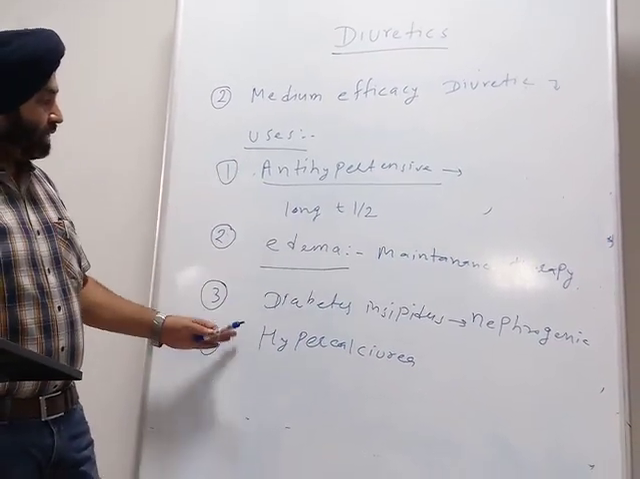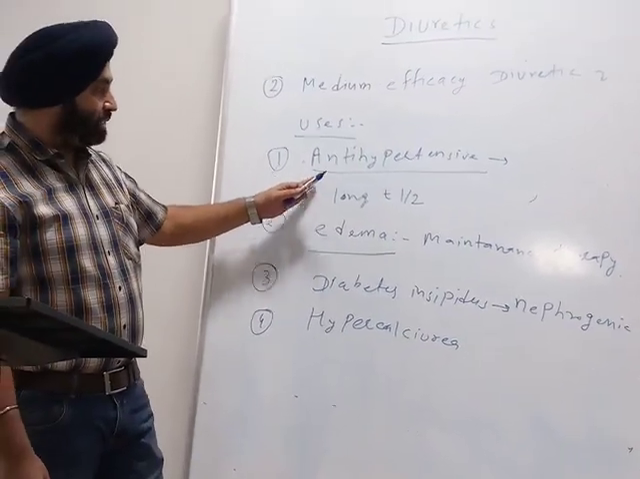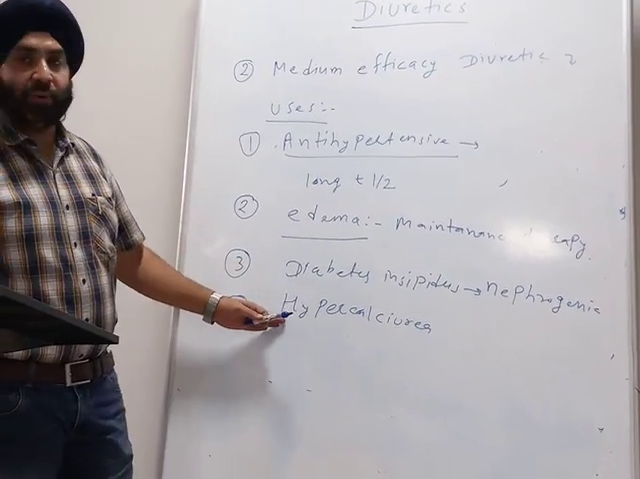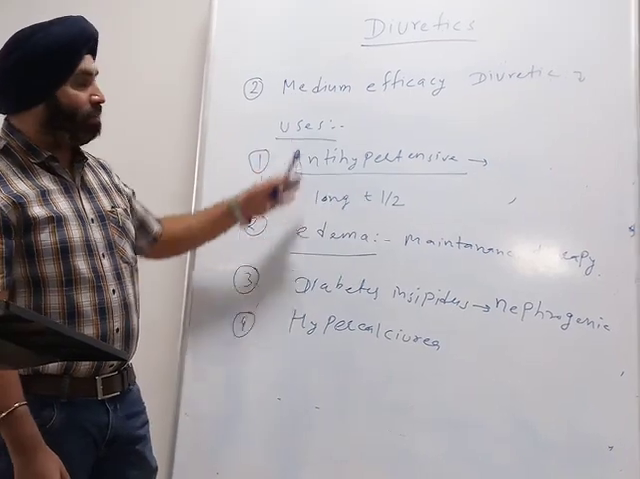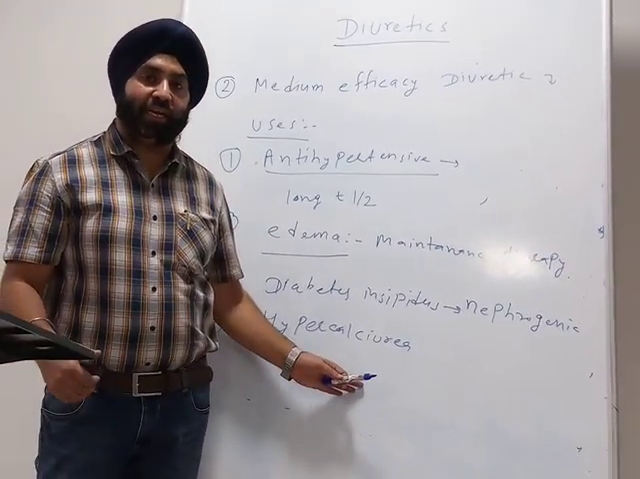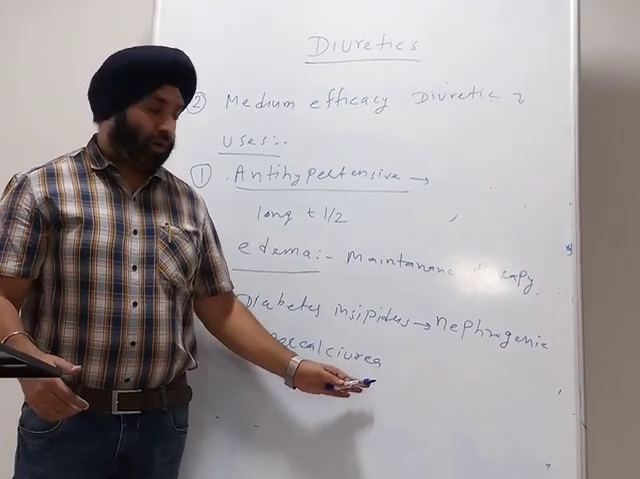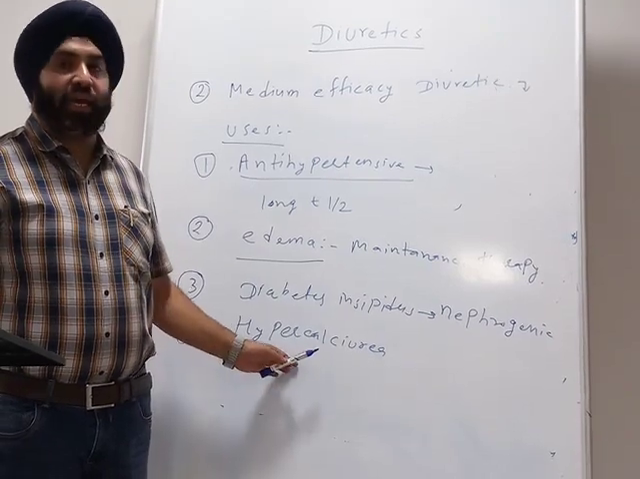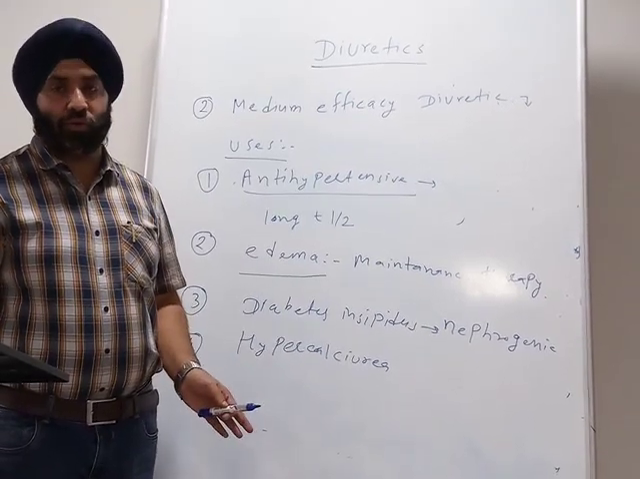They help to relieve the hypercalciuria condition. So in this way they can be used primarily as antihypertensives, then in edema and maintenance therapy, in diabetes insipidus and hypercalciuria. So this is all about the thiazide diuretics. Now we will discuss in the next lecture the adverse or side effects of the diuretics and a few weak diuretics also. Thank you.